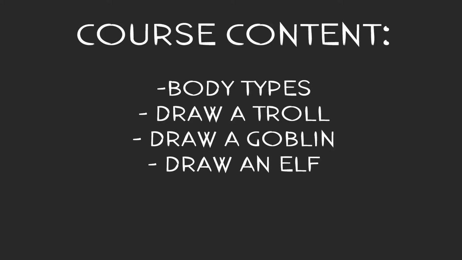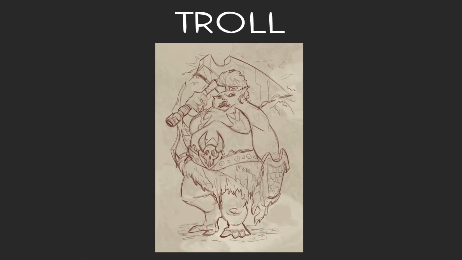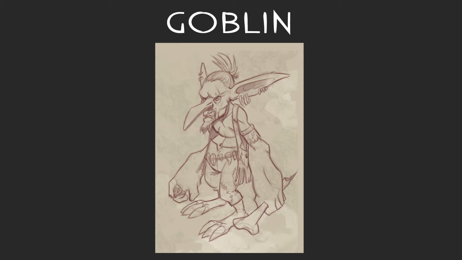The course is made up of 4 lessons. In the first one, I'll show you the 3 body types, the differences between them, and how to sketch them for a male or a female character. In the second lesson, we'll study the large figure to create a warrior troll, starting from scratch until we get a very convincing pencil drawing.